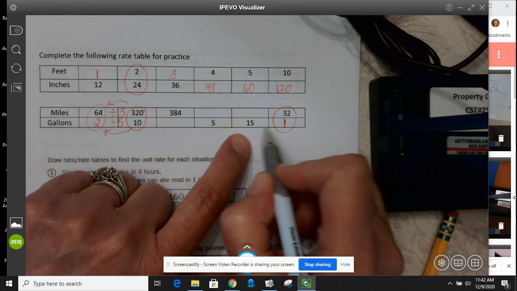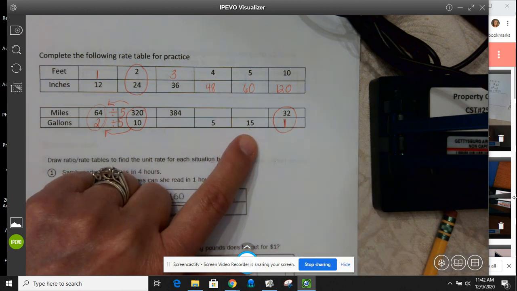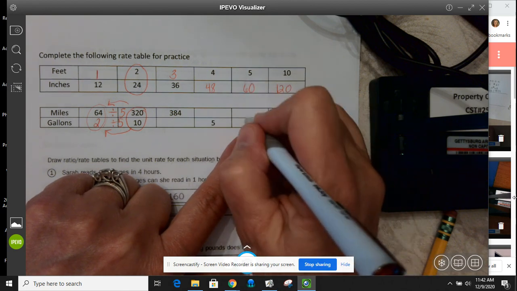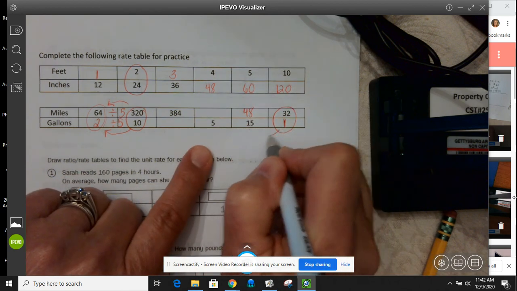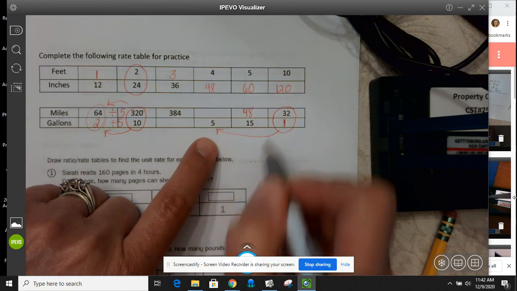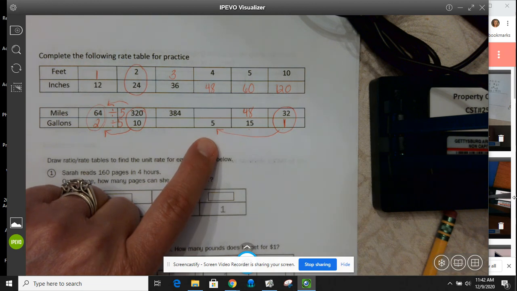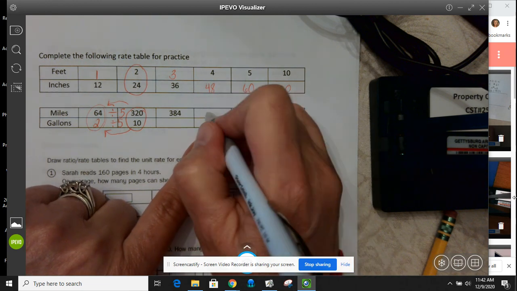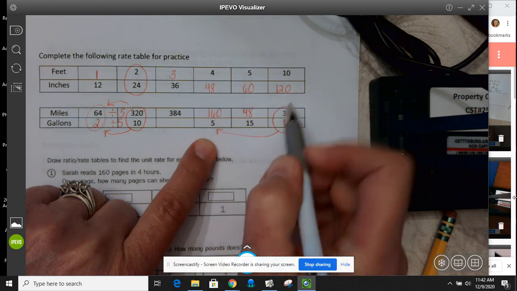So 1 times 15 gives me 15. Therefore, you can take 32 times 15, and you get 480. Then you can take 1 times 5, and then take 32 times 5. What you do on the bottom, you have to do on the top. And you get 160.